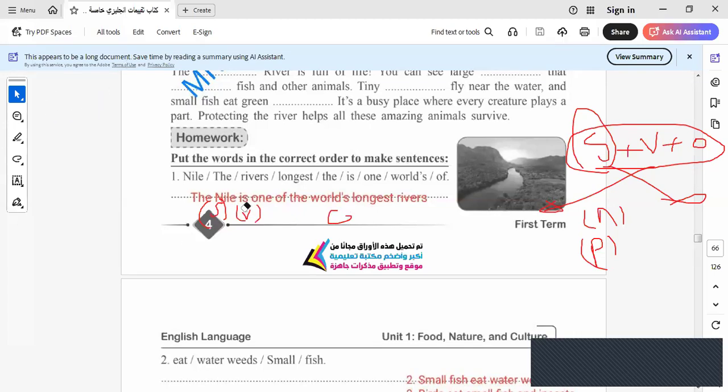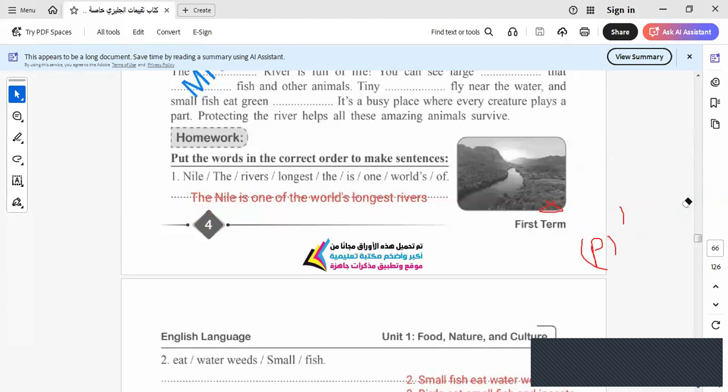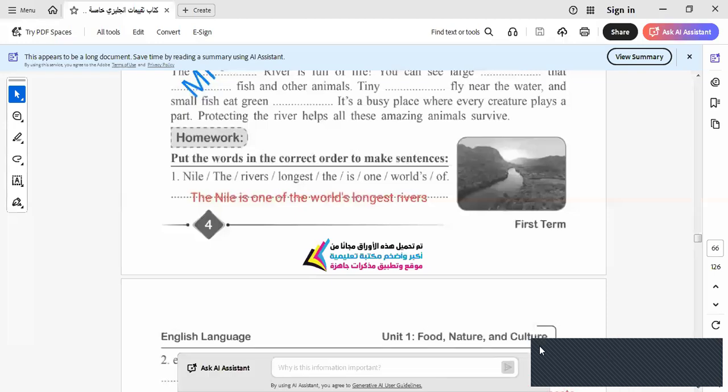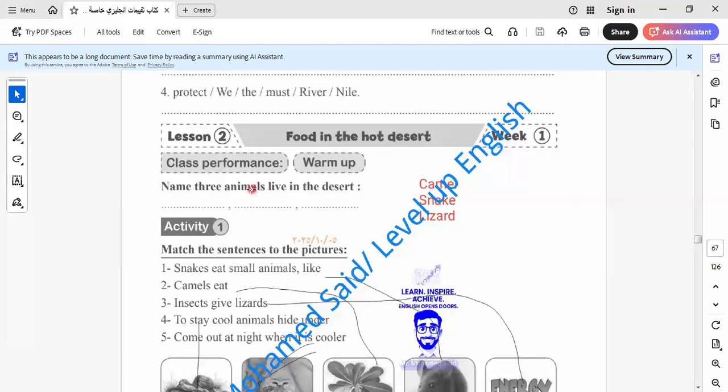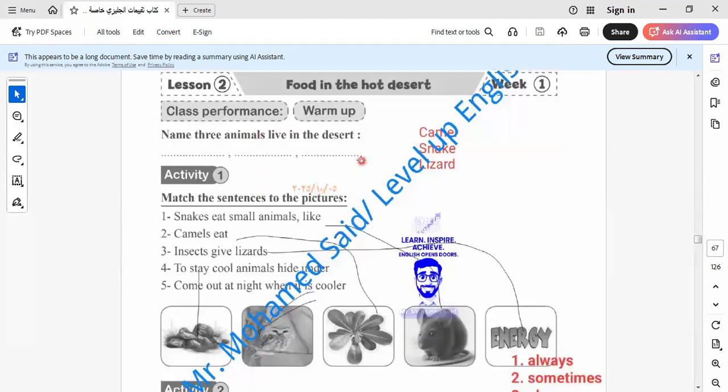Let's continue the rest of the unit here. Here we say eat. I answer two of them, and I will leave the rest for you to do by yourself. So now we know the rule, and you can do it by yourself after that. I answer two only to show you how to do it, and then you can do it by yourself. I start with small fish. What is small fish doing? Eat what? Eat water weeds. I will leave the last two sentences for you to do by yourself. Let's go to another one here.